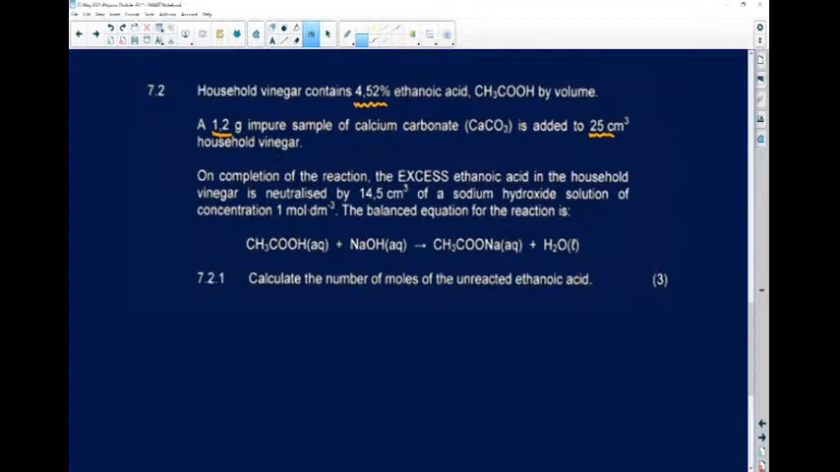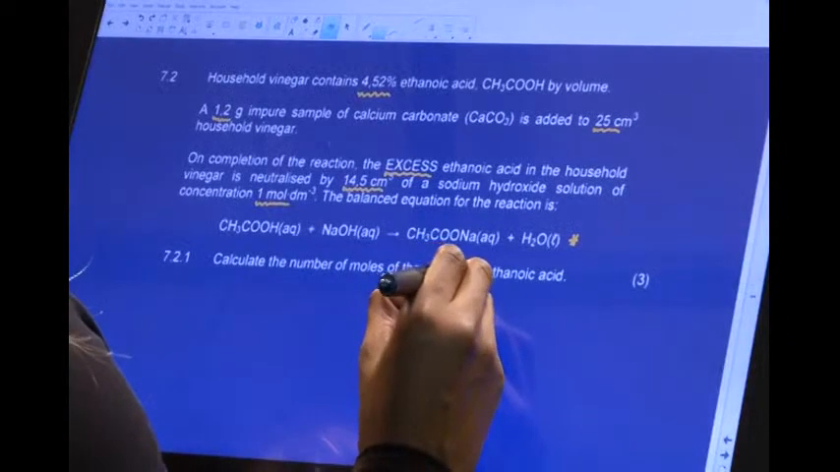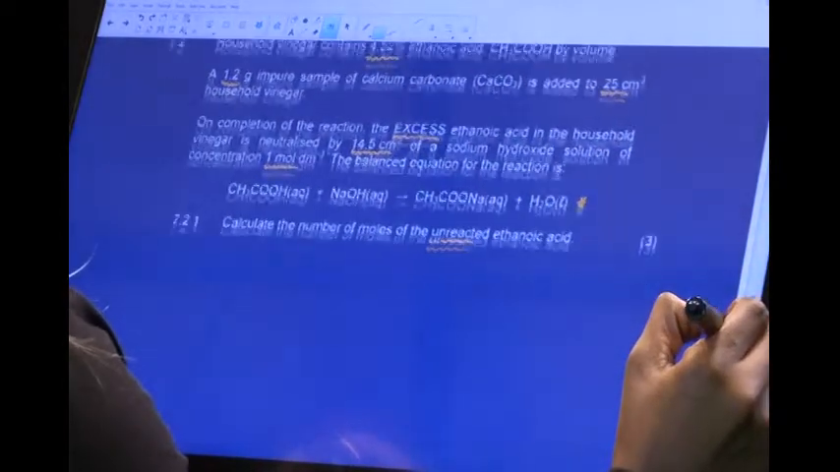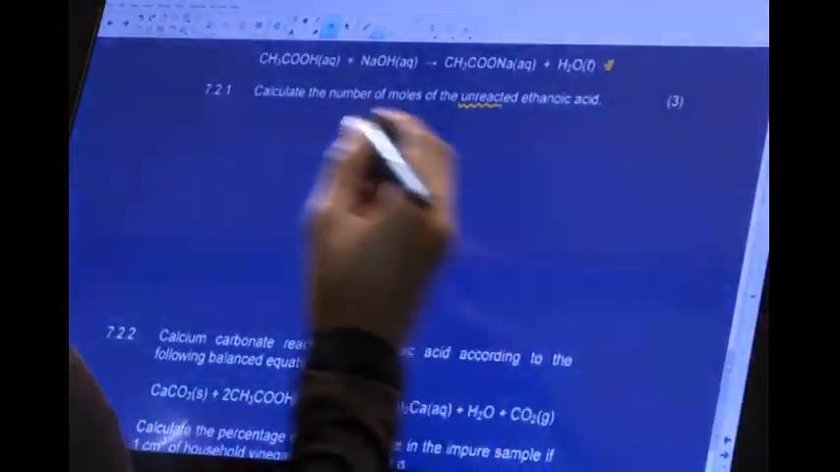On completion of the reaction, the excess ethanoic acid in the household vinegar is neutralized by 14.5 cubic centimeters of a sodium hydroxide solution of concentration 1 mole per cubic decimeter. We've also got a balanced equation here, and I can see all that happened in that reaction. Now, number 7.2.1 says I must calculate the number of moles of the unreacted. How much did not react, the unreacted?